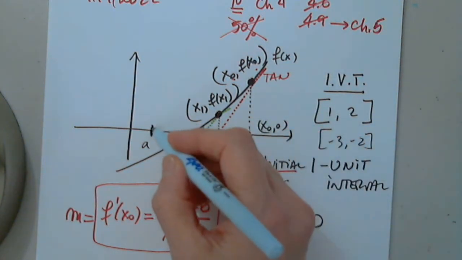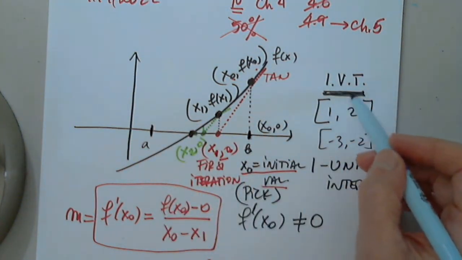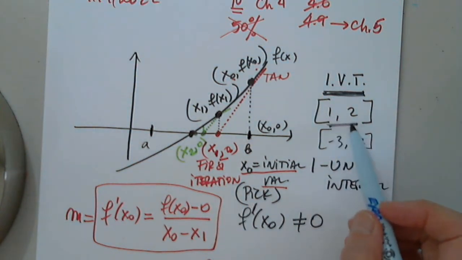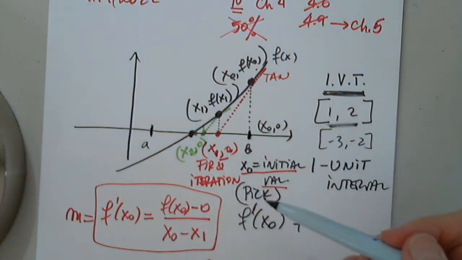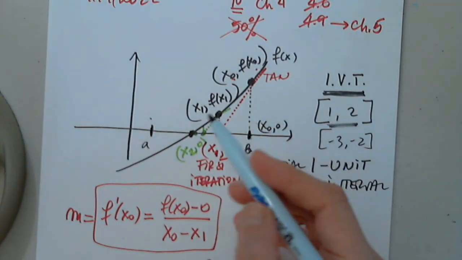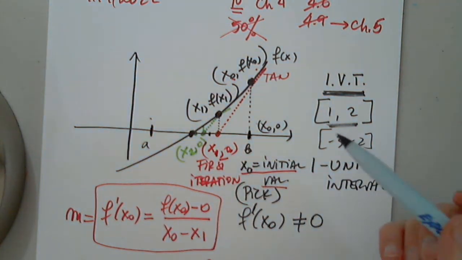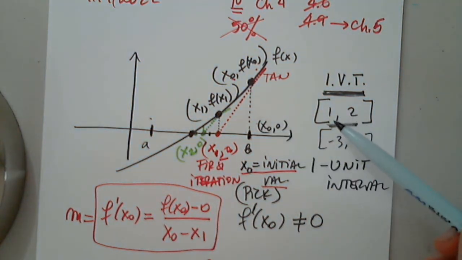That's why we insist that this interval is like the interval for the intermediate value theorem, not more than 1 unit interval. You can make it smaller. If you know that this is 1 and this is 2, you can start at 1.5 if you want. Maybe 1.5 is here, doesn't matter. But not further away, not an interval that is more than 1 unit.